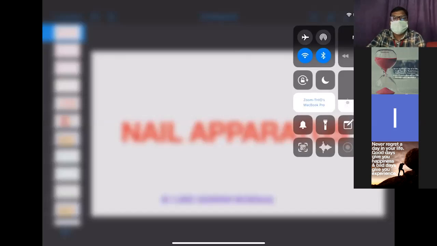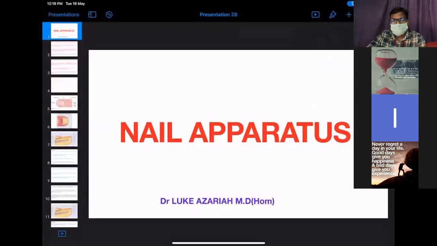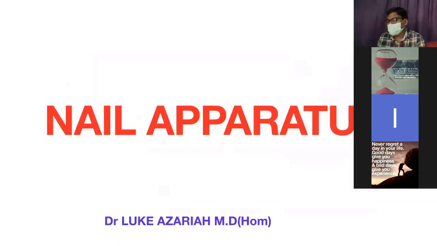So today we'll complete the lower limb by completing the small topic, the nail apparatus. The nail as a unit is called the nail apparatus, with its different constituents. We'll discuss that in detail now.